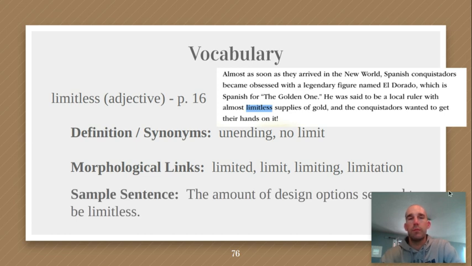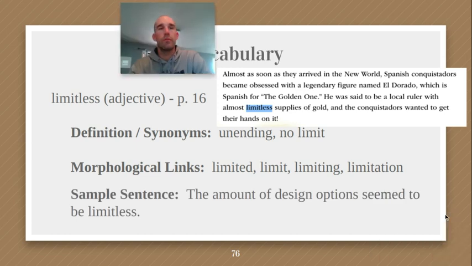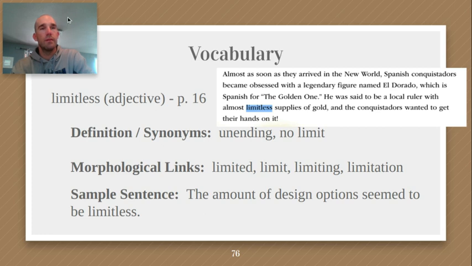Sample sentence here. Let me move my picture. I've learned how to do this now. The sample sentence says, the amount of design options seem to be limitless. So there seemed to be no limit to the amount of design options that existed. So there were so many options that there seemed to be no limit, or it was limitless. Go ahead and please write your own sentence after pressing pause right now.